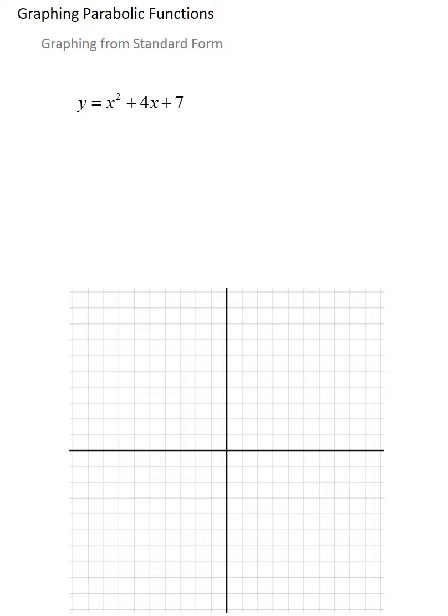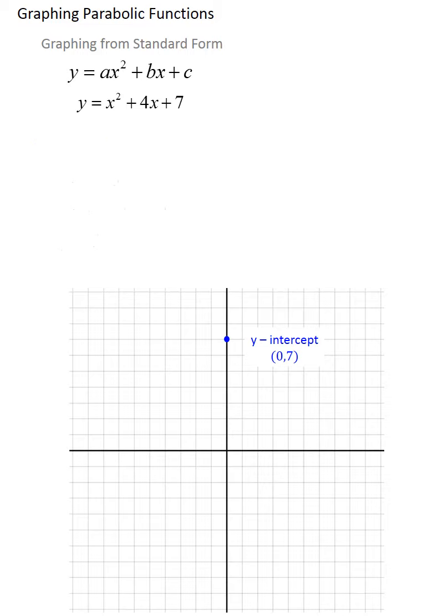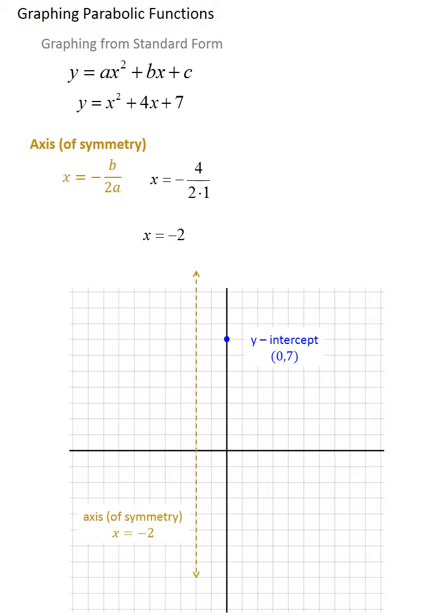Let's take a look at our third of 3 examples, again in standard form as you'll notice, and we'll go through the same steps one more time. The y-intercept is always found by substituting x equals 0, which in this case, like the last problem, was 7. The axis of symmetry is found by this formula, which you should memorize. Plugging in the b and a values from my original problem leads me to an axis of symmetry of -2, which is here.